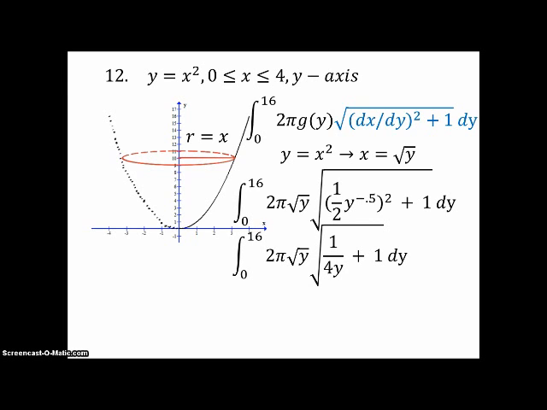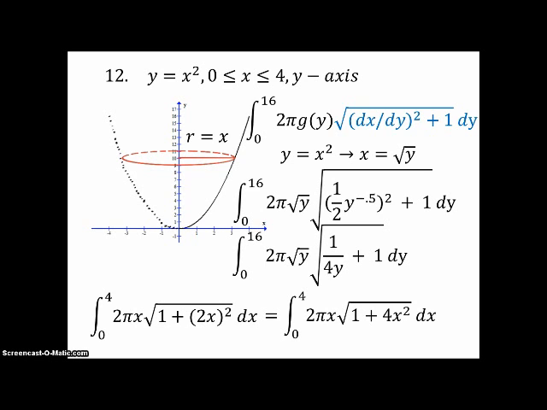If we integrate along the x-axis, then we have 2 pi r, and r is just x. And we have under the square root 1 plus dy dx squared, and dy dx is just 2x. That integral you could probably do with u-substitution, but don't feel that you have to. If you wish, you can just use your calculator to approximate these integrals. So there's the final approximate answer.